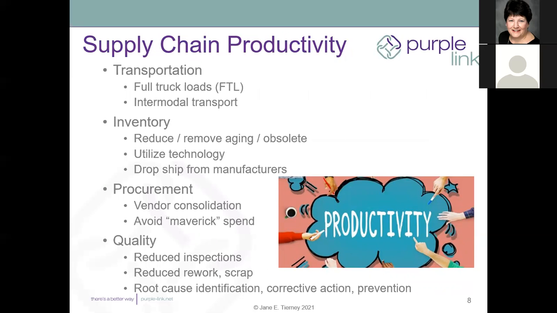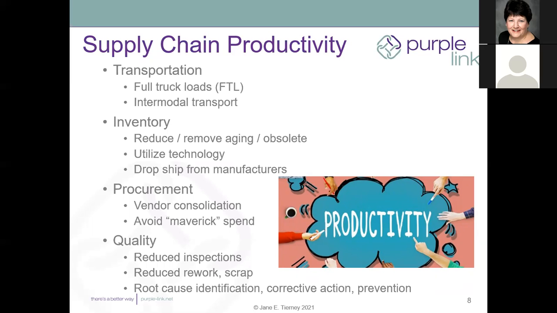So there's a few areas to focus on when we talk about supply chain productivity. The first is really transportation. And anybody who's in supply chain knows that a full truckload is much less expensive on a per unit cost than a less than full truckload, LTL. So we're looking at ways that we can get things like full truckloads. It's going to be an increase in productivity.